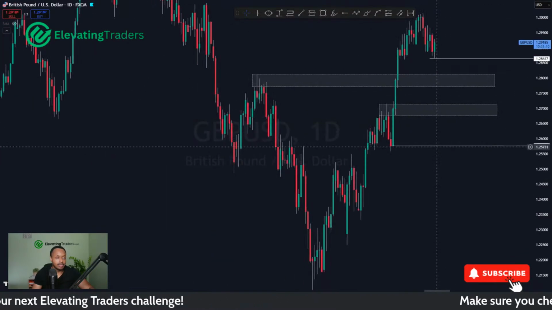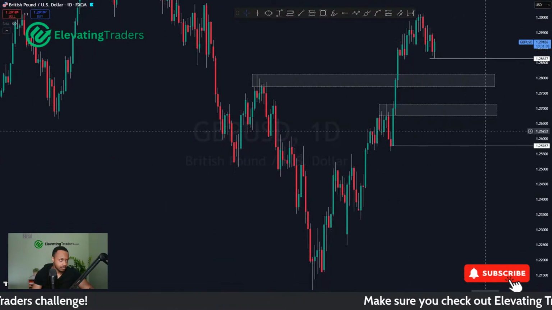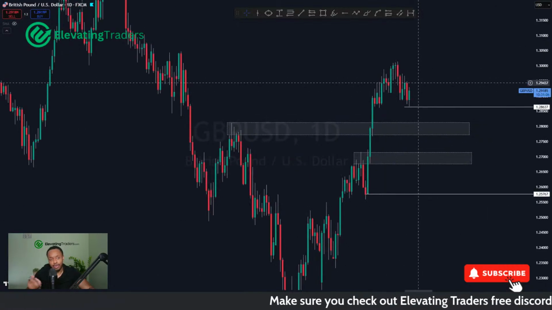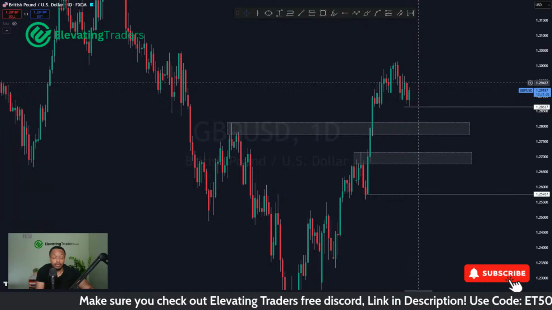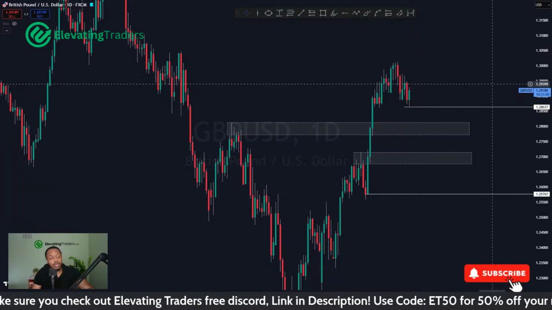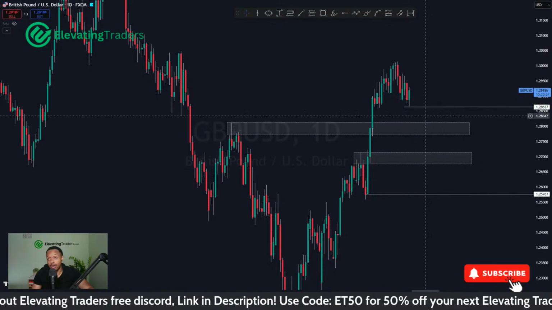There's a lot of momentum to the upside here for pound, so I just wonder how big of a correction we'll see. Depends on the dollar as well. If dollar can get to 105.5, then yeah, maybe we do get to 1.27. But those are the two areas I'm looking at.